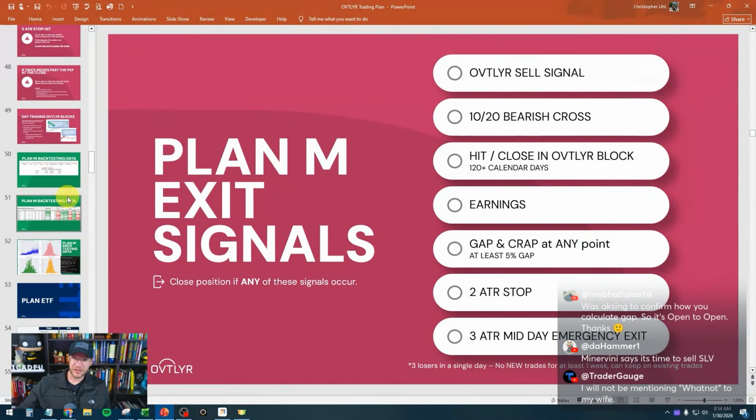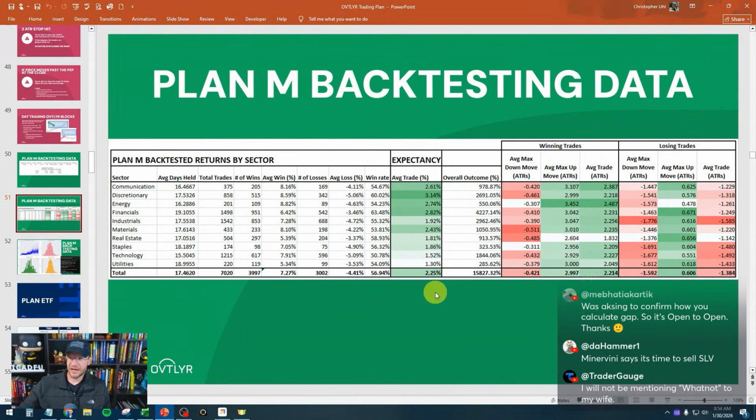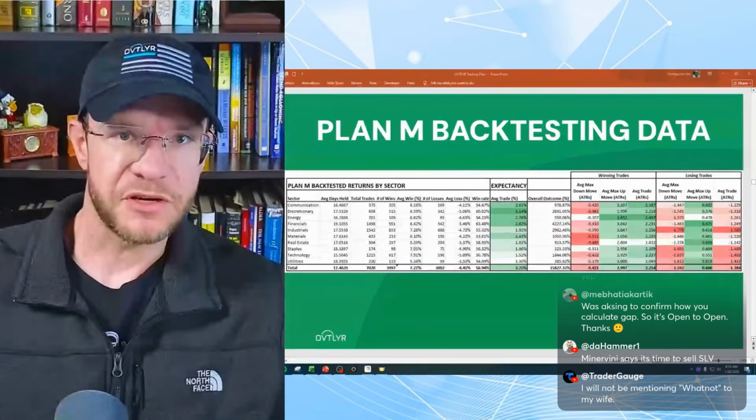But I do have more data. Not trust me bro data, but scientifically tested data. Average days in trade was 17.4. Roughly the same across all sectors as well. There you go. No trust me bros around here.